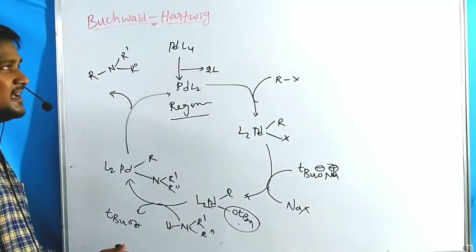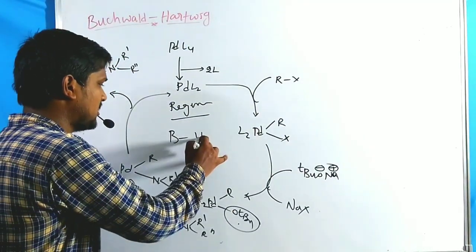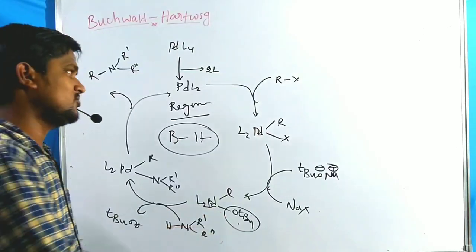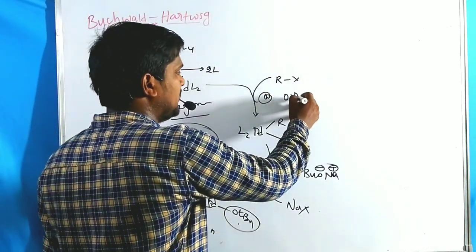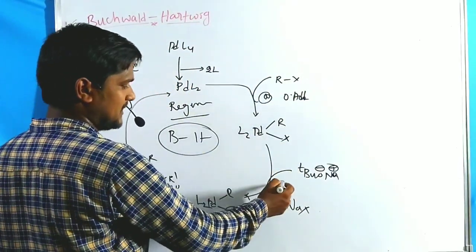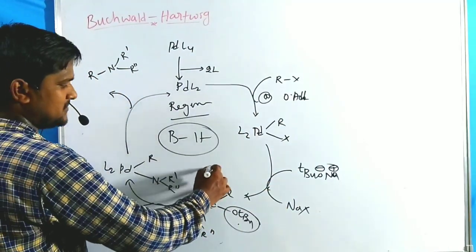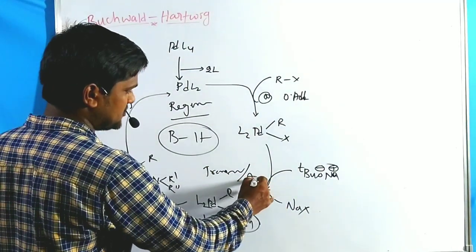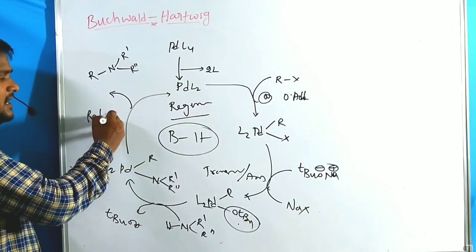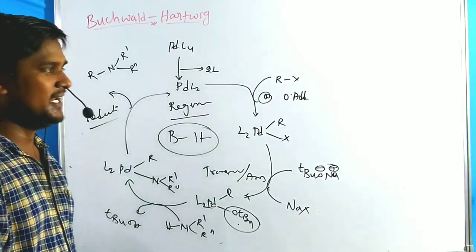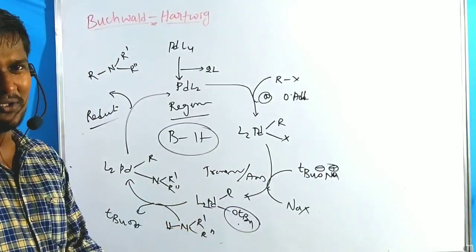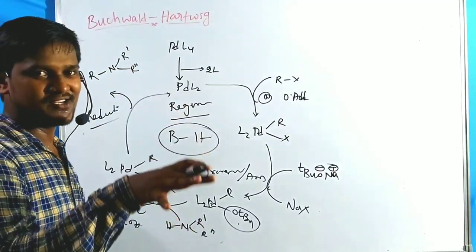Okay, now this is the simplest mechanism regarding the Buchwald-Hartwig reaction. The first step is oxidative addition. The second step is transmetallation followed by the elimination. The final step is reductive elimination. This is the basic thing regarding the Buchwald-Hartwig reaction pathway.